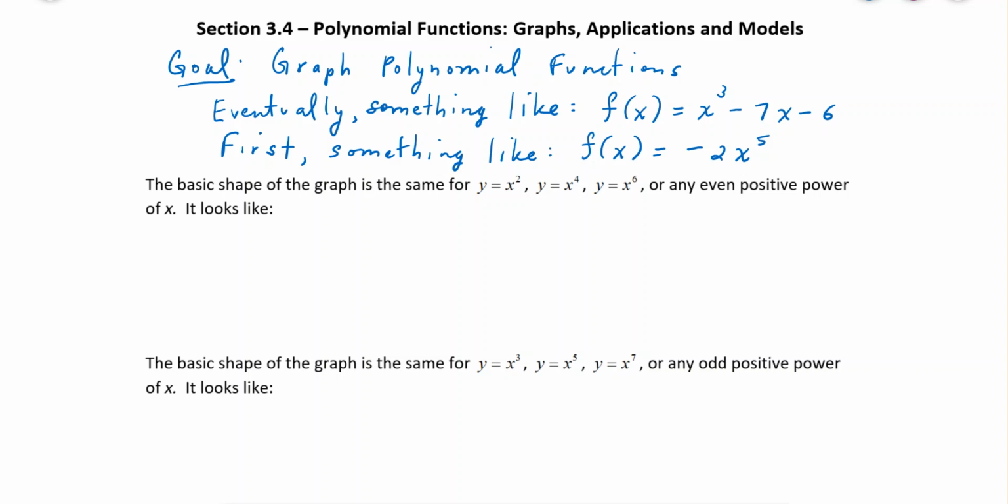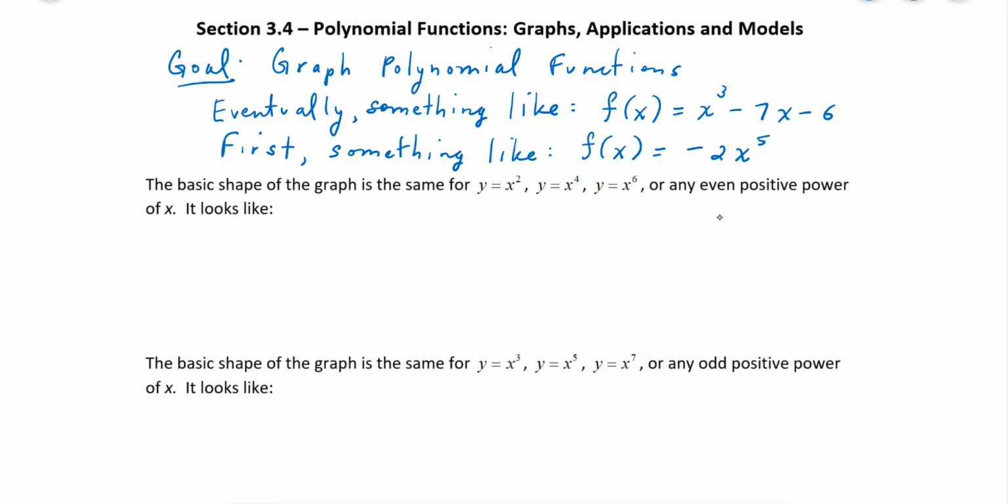Okay, let's start section 3.4. We're talking about polynomial functions again, and the goal is to graph a polynomial function. Eventually we'll get to something complicated like x cubed minus 7x minus 6. First, let's just look at a function like negative 2x to the fifth.